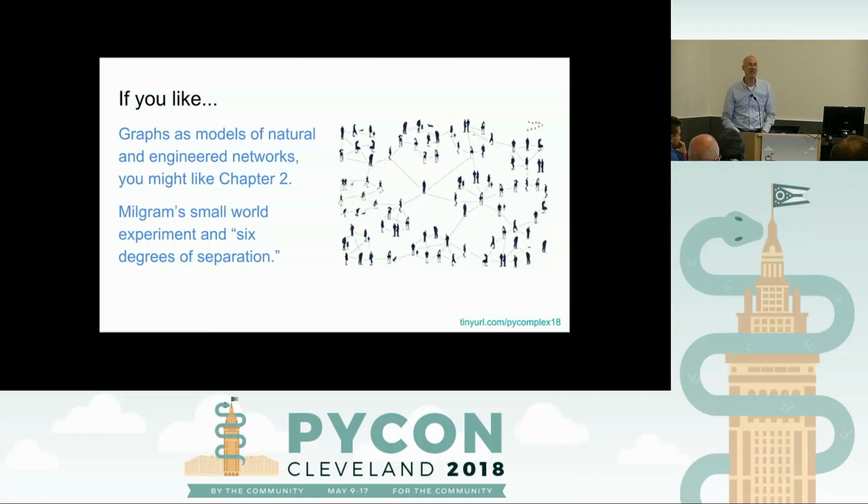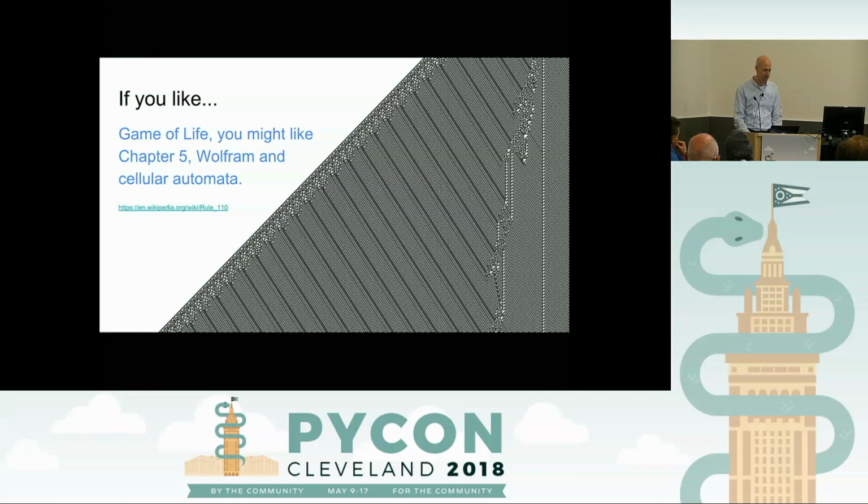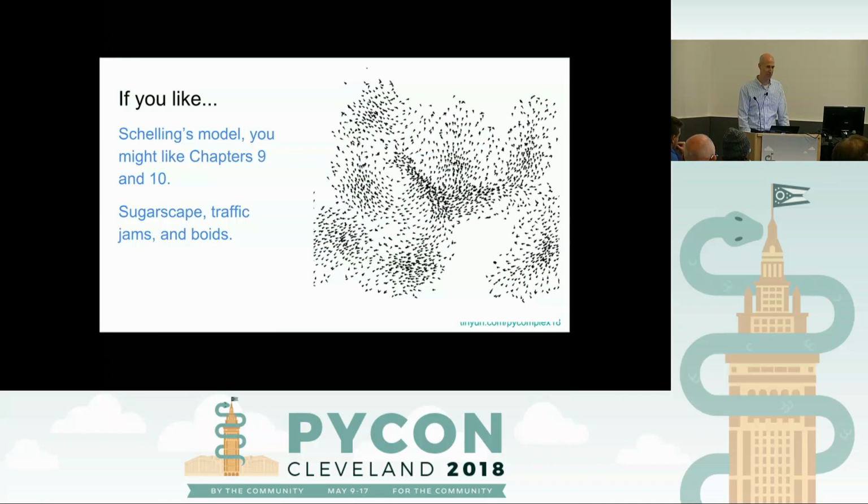A couple of suggestions for reading. If you like the graph stuff that we just did, the chapters in the book, basically 2 through 5, talk about Milgram's experiment, which is the 6 degrees of separation that you might have heard about, and the Watts-Strogatz small world graph. If you liked the cellular automata stuff, I mentioned Wolfram and some of his work with CAs. You might like chapter 5. This is the Rule 110 cellular automaton, which turns out to be Turing complete. I won't explain that right now.